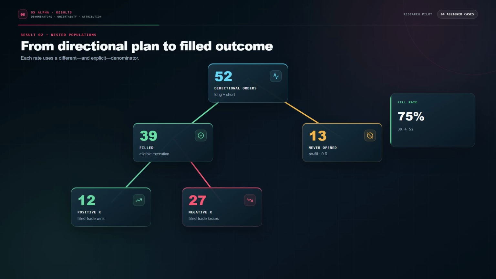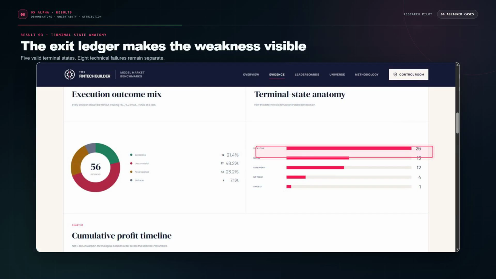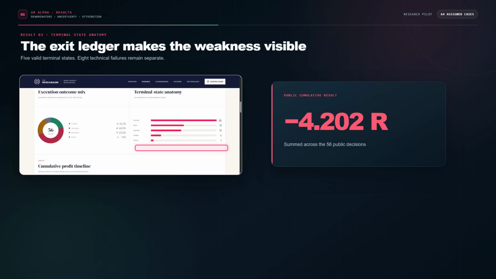Among the 39 filled trades, 12 finished with positive R and 27 with negative R. The filled trade win rate is therefore 30.8%. The exit breakdown makes the weakness even clearer. 26 assigned cases ended at stop loss, 12 at take profit, 1 at the time exit, 13 as no fill, and 4 as no trade. The public decisions sum to negative 4.21 R.